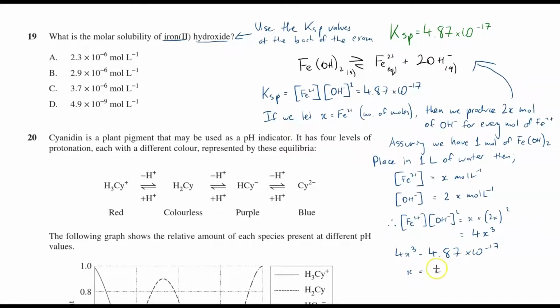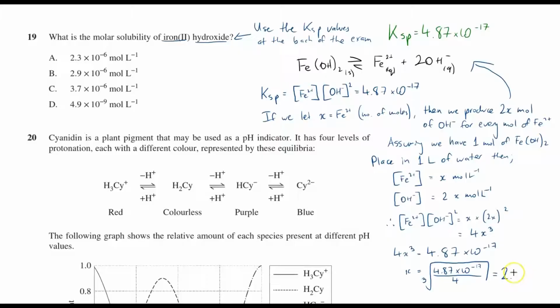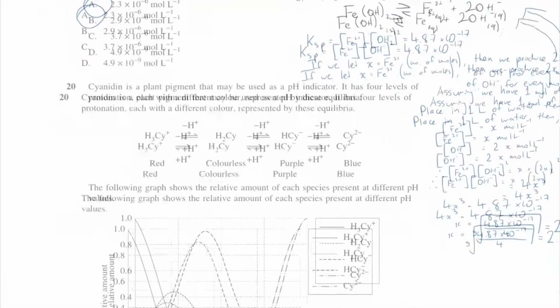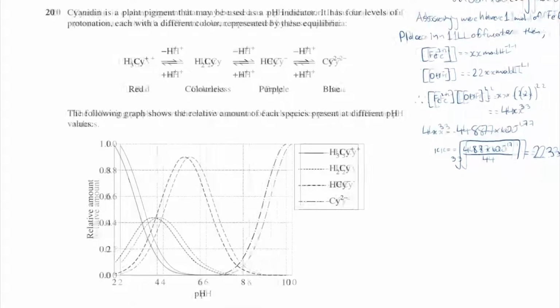Therefore, solving for X, we have 4.87 times 10 to the negative 17 divided by 4, all of which is cube rooted. Plugging this in our calculator, we get 2.3 times 10 to the negative 6, and therefore option A is the answer. Moving to question 20, we yet again have a reversible reaction, but this time with a graph as well.